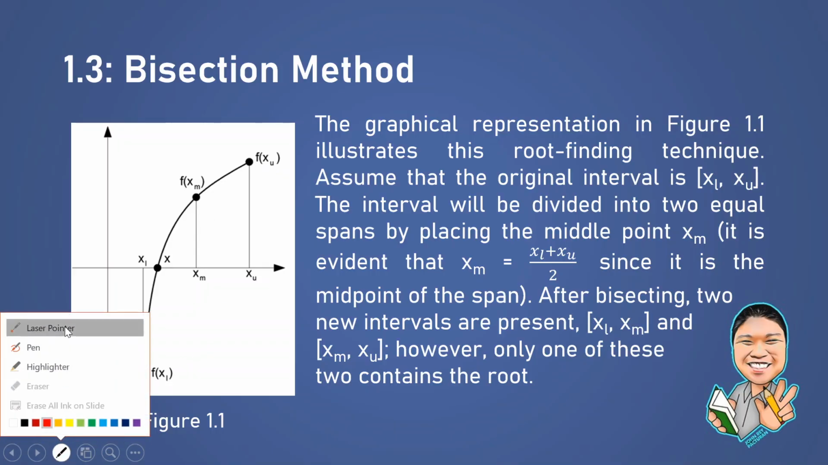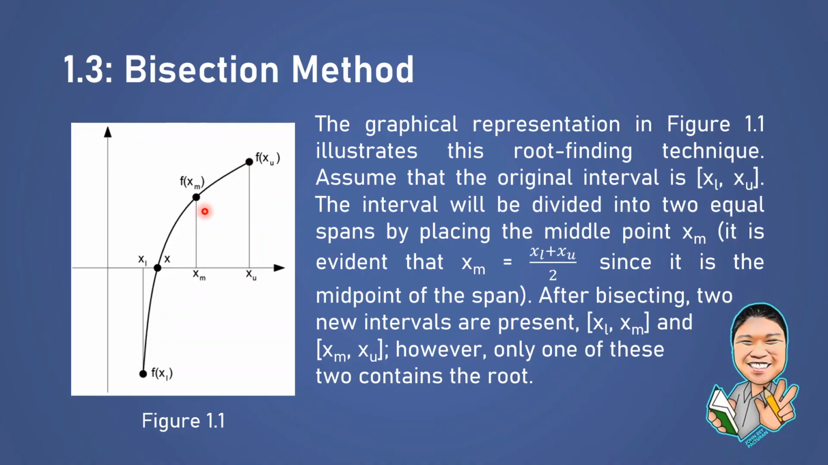And since parehas sila positive, according to the bisection method, kung alin daw yung may opposite sign, nandoon yung root. So, itong xL saka xM, negative to positive, it means nasa gitna nitong dalawa yung root as obviously shown nga. Pero since yung xM and xU ay parehas positive, it means na yung root ay wala sa gitna nila. So I hope nakukuha niyo yung point ko. Unang step, hinanap ko yung xL, xM, xU, and yung values ng mga function.